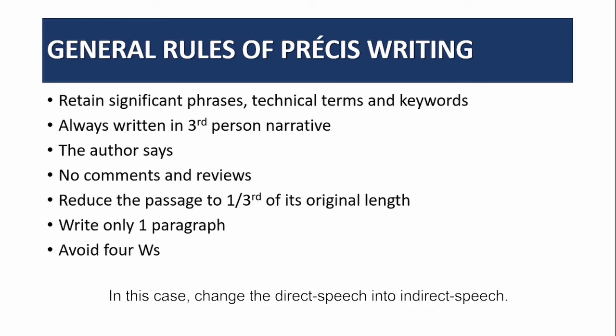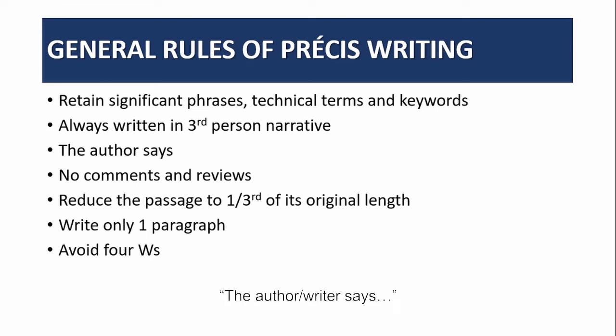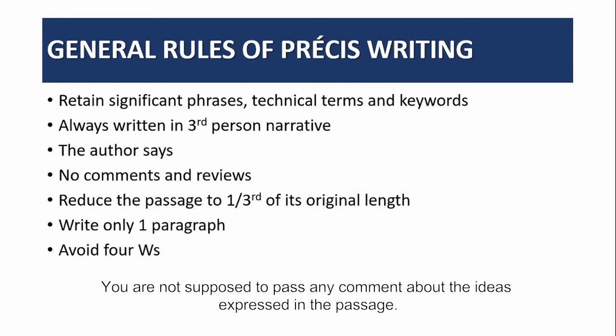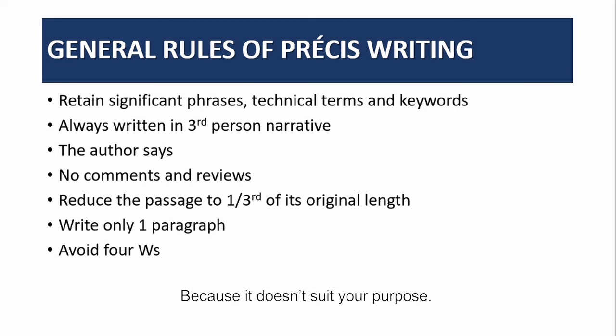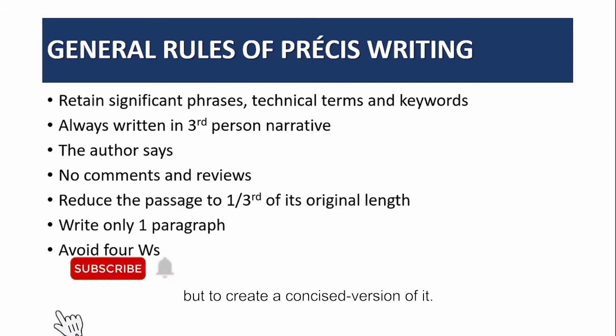In this case, change the direct speech into indirect speech. In the passage where the writer uses the first person "I", start your sentence with the phrase "the author says" or "the writer says." And remember, don't use this phrase again and again. You're not supposed to pass any comment about the ideas expressed in the passage because it doesn't suit your purpose. Your purpose is not to evaluate or criticize the text, but to create a concise version of it.